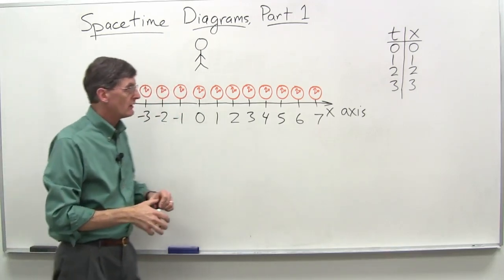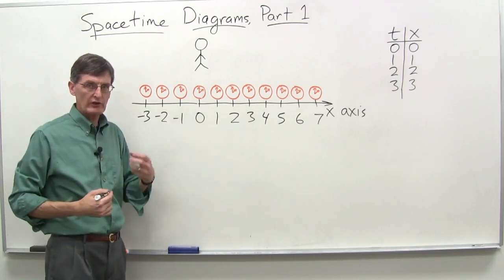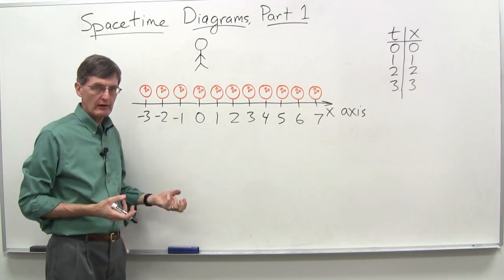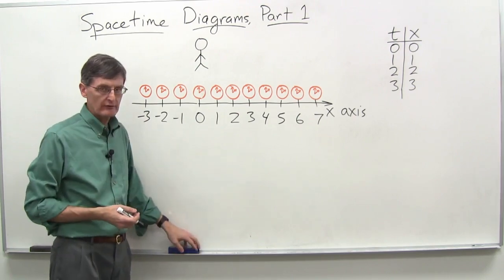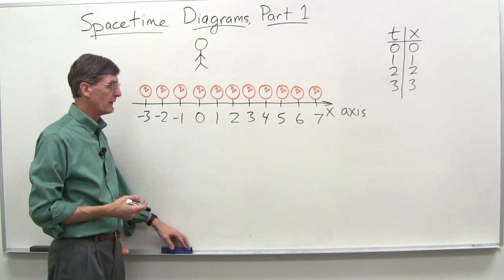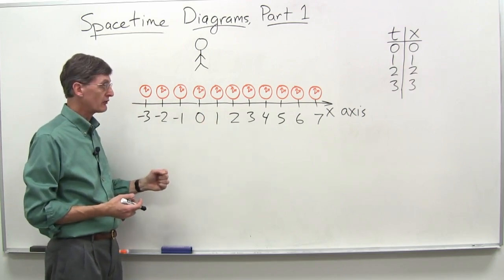Okay, moving on here. Now we come to space-time diagrams, part 1, as we mentioned in the last video clip. This is a way to visualize how events occur. And we'll find it's very useful later on when we're dealing with some of the concepts of the special theory of relativity.